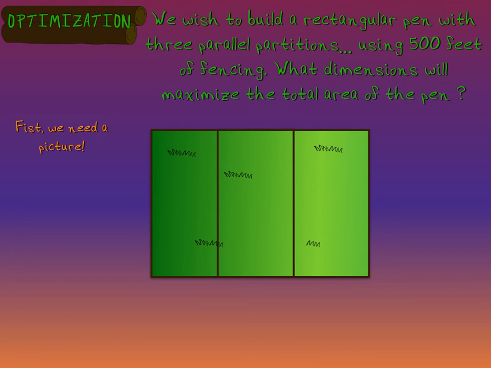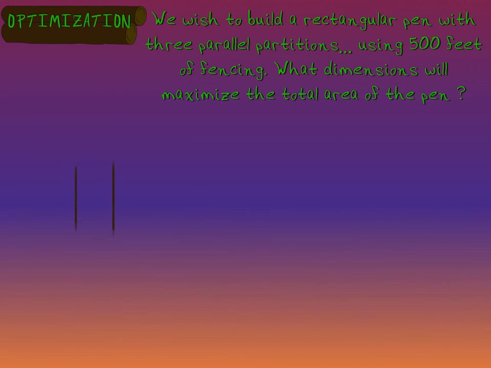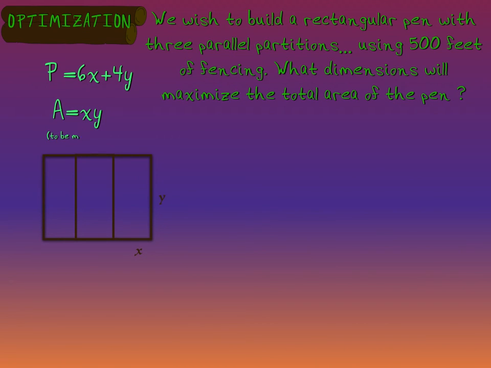And so there are a few different ways that we can choose x. We're going to choose it to be the width of one of those pens, and then y is going to be the length. And so the total amount of fence that we have to build with is 6x plus 4y. So our perimeter is going to be 6x plus 4y. Our area is just going to be x times y, and remember that's what's going to be maximized.